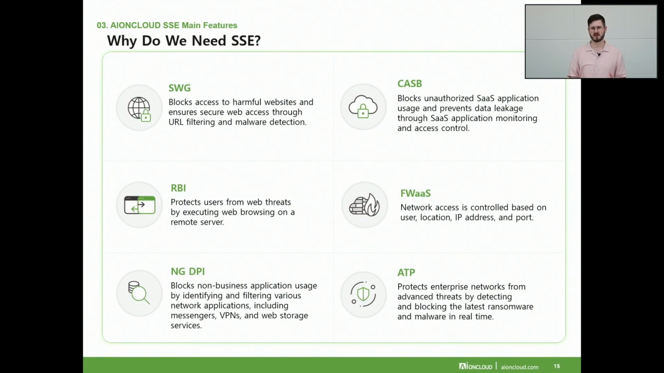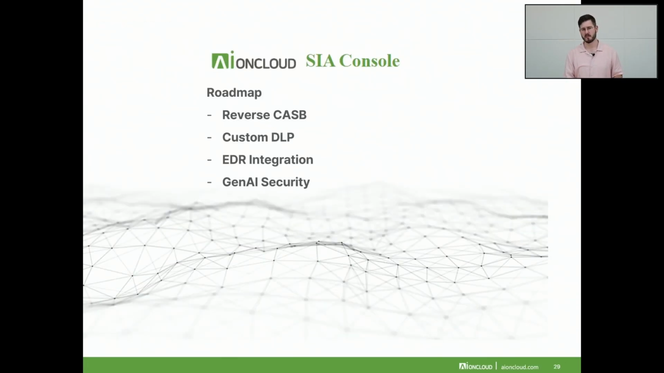So now that we've seen what our console looks like and how it works, let's move on to what features we're adding in the future. Right now our roadmap is to introduce 4 new security stack solutions. First is reverse CASB, which is being able to ensure that your SaaS applications must be accessed through AIONCLOUD. Secondly, we have custom DLP, so for your data loss prevention, you can add your own regex expressions, your own keywords, anything that you want protected that users cannot upload or download, you can create in here.